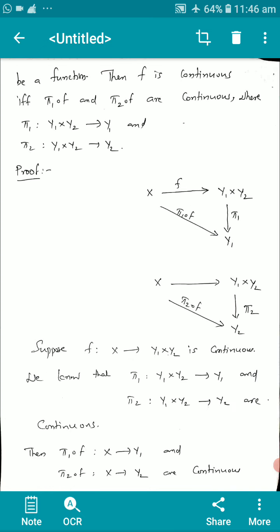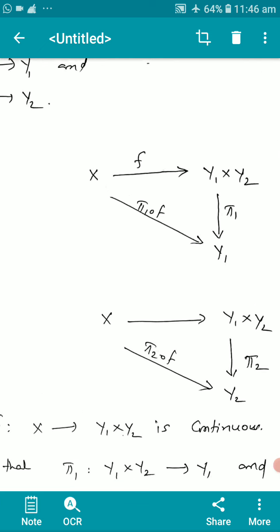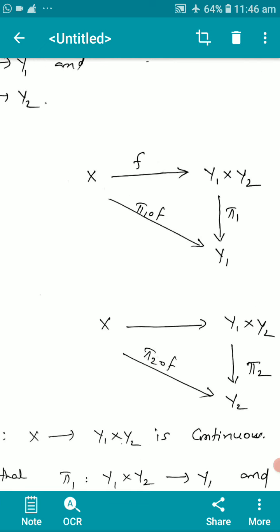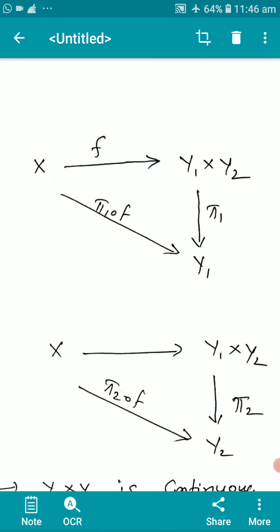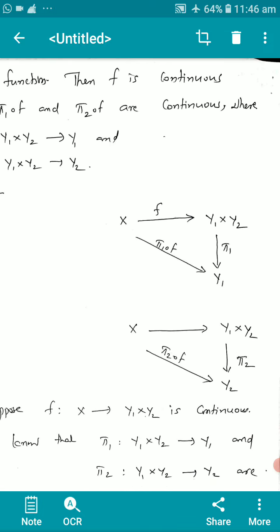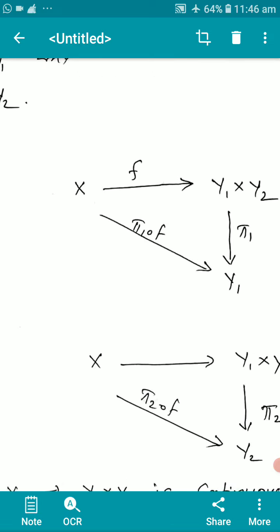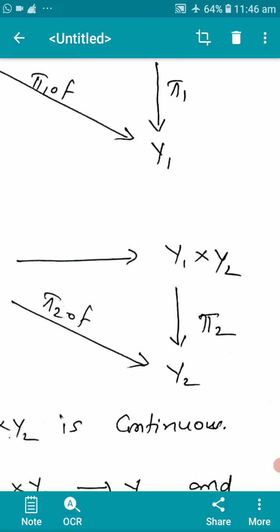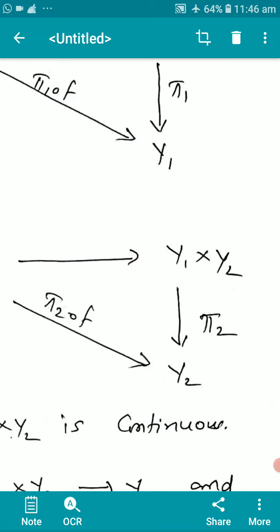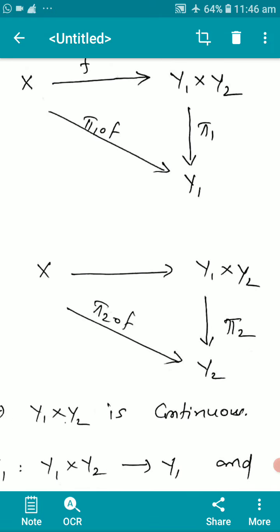Now to draw the diagram corresponding to it, f is from X to Y1 cross Y2, pi 1 is from Y1 cross Y2 to Y1, and their composition, pi 1 composite f, is from X to Y1. That's what is given here. Similarly, the second one, Y1 cross Y2 to Y2 is pi 2, f is from X to Y1 cross Y2, so pi 2 composite f is from X to Y2.